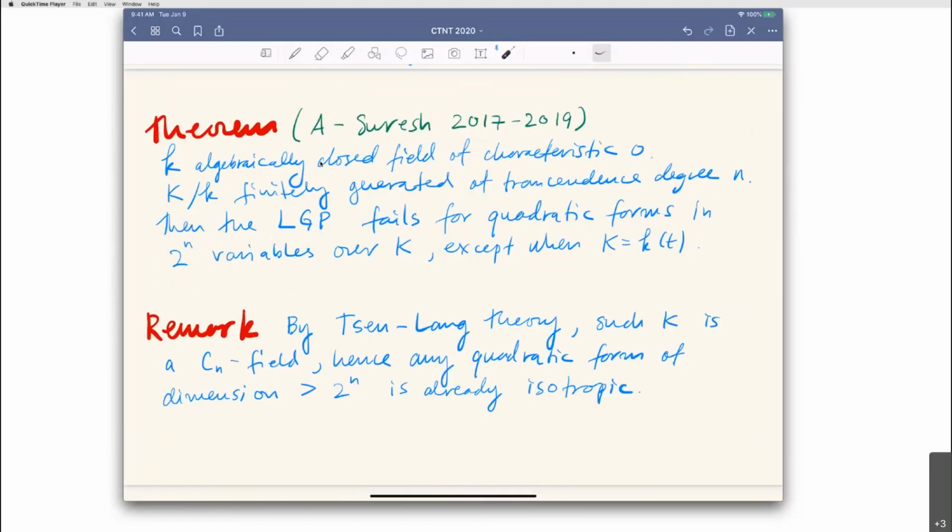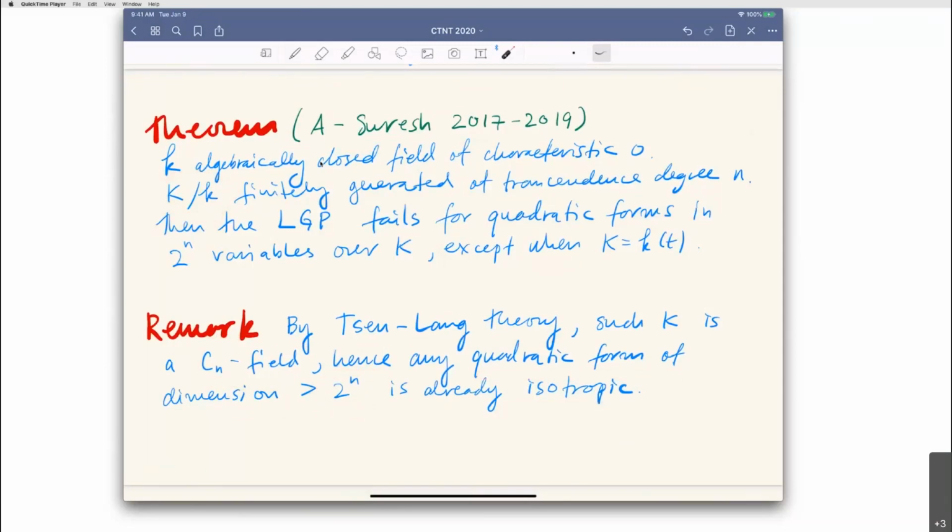Similarly, as in the transcendence degree 1 case, there's a kind of generalization of Tsen's theorem, which is the so-called Tsen-Lang theory, which implies that any such field, a function field of transcendence degree n over an algebraically closed field, is a so-called C_n field. And the C_n fields have the property that any quadratic form in greater than 2^n number of variables is already isotropic. It already automatically has a zero.